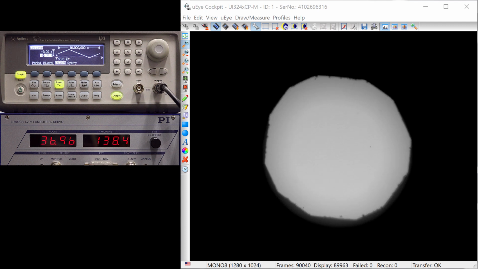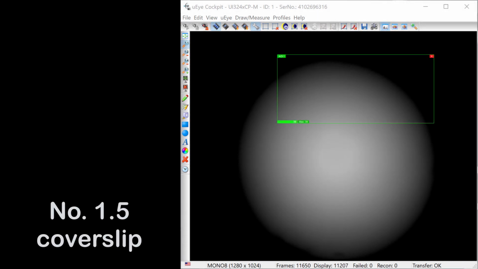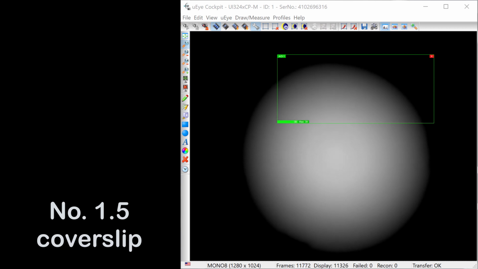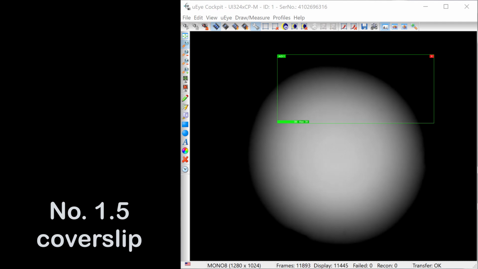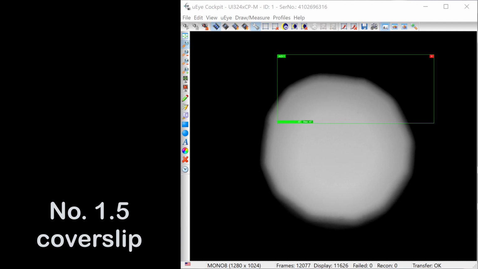Being able to keep track of the position of the objective raises an interesting question. Can we use the setup to measure vertical distances? For example, the distance between the top and bottom surface of a cover slip. In principle, this should be possible. But we need to be careful and ask ourselves, does the objective's focal plane always travel the exact same distance as the objective itself? Let's try such a measurement with a number 1.5 cover slip.